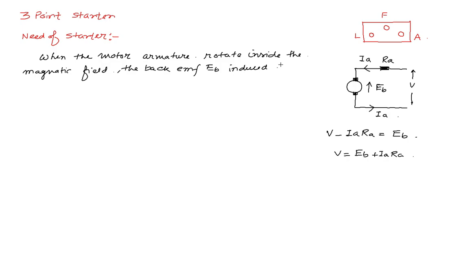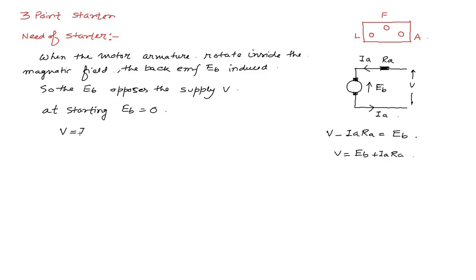Okay, according to Faraday's law of electromagnetic induction, the back EMF EB opposes the supply voltage V. Now at starting, that means EB is what? EB is equal to 0, because at starting when a very small amount of voltage V is applied, the back EMF is 0. So as back EMF is 0, what is V?